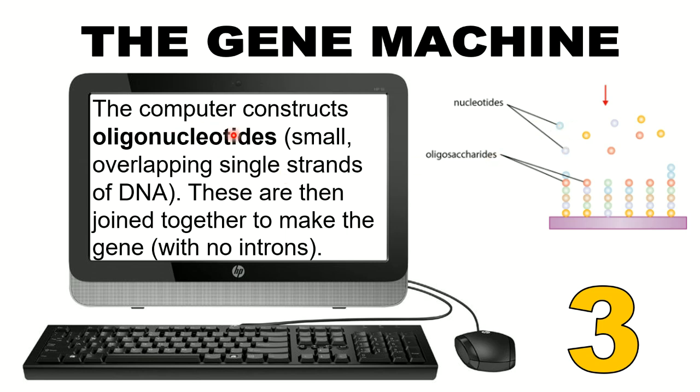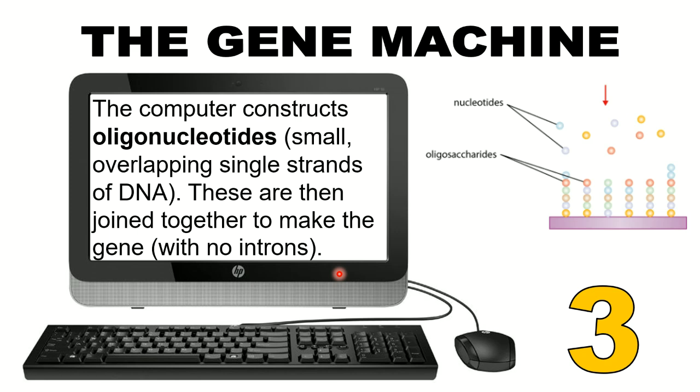The computer does not make a long chain. What it does is make small chains called oligonucleotides. These are small strands of overlapping DNA. So it makes chunks of the gene called oligonucleotides. All of them are made and then they are joined together, and that will make your insulin gene. As you can see here, these are your oligonucleotides, small chunks of the gene. Then all of them are joined together to make the whole massive gene.